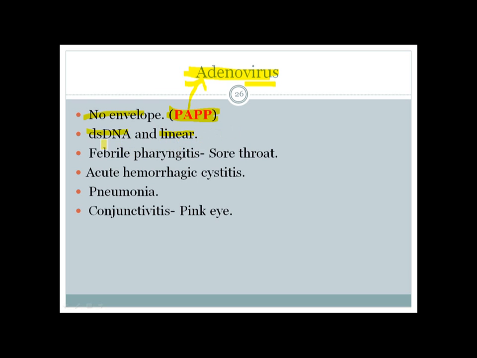And the most common diseases it can cause are febrile pharyngitis, so it is one of the most common causes of sore throat, and also it is one of the most common causes of conjunctivitis, also known as pink eye. And along with those, it can also cause hemorrhagic cystitis and pneumonia.